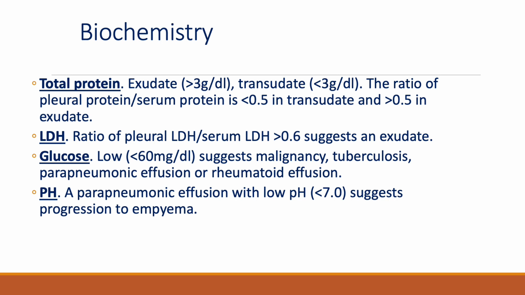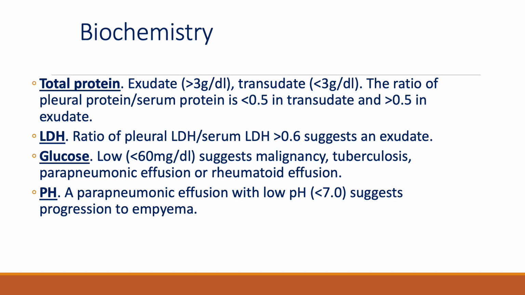So we first assess the ratio between the pleural protein and serum protein. If it is more than 0.5, this is an exudate. And also the LDH: if the ratio of pleural LDH to serum LDH is more than 0.6, it's an exudate. If the pleural LDH is more than 2/3 of the upper limit of the laboratory level for LDH, it is also an exudate. The glucose, if it is low, will suggest malignancy or TB or parapneumonic effusion or rheumatoid effusion.